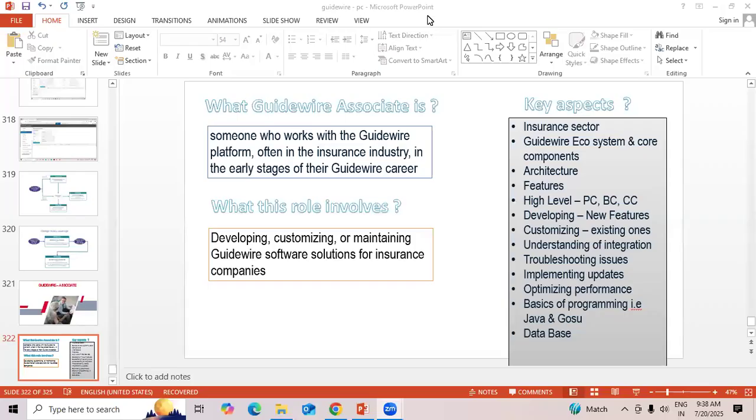Right. So this is about the Guidewire Associate, right? Many people are planning to transform their career in the field of Guidewire, either as a business analyst, a developer, or a tester.